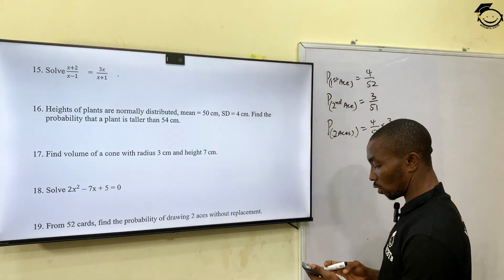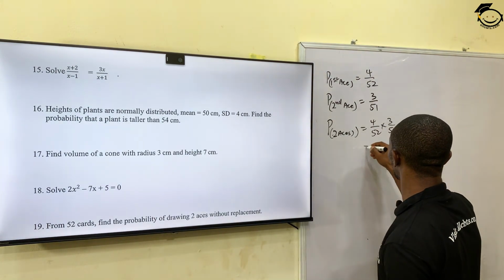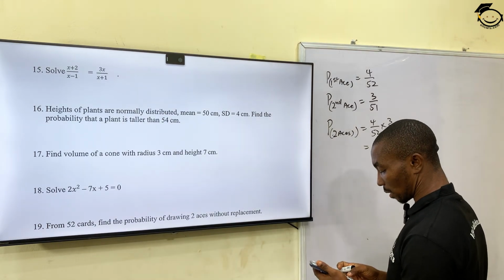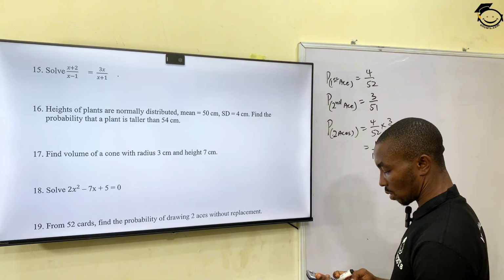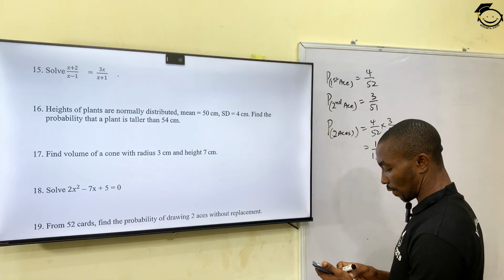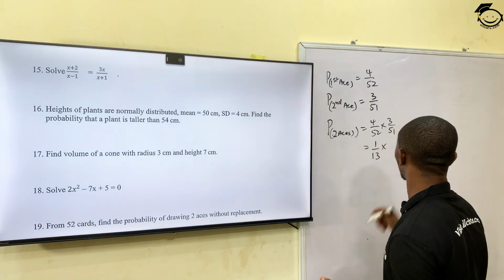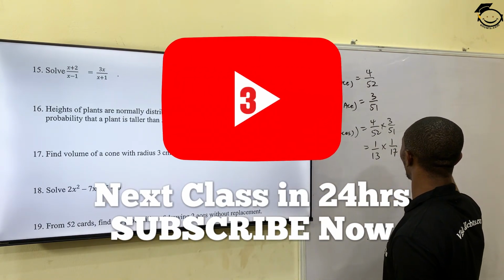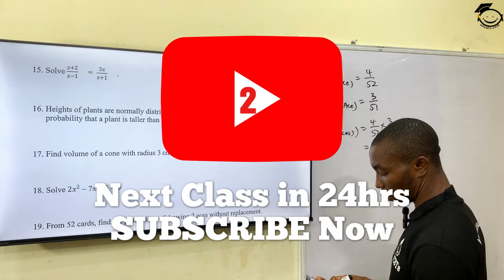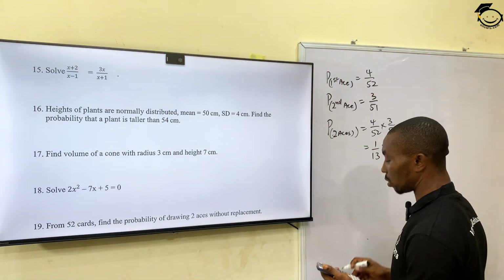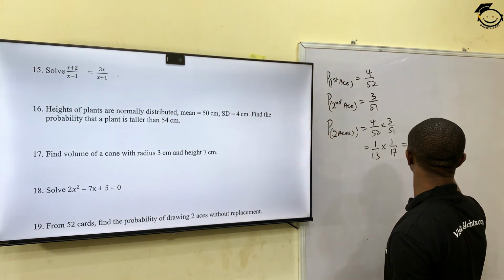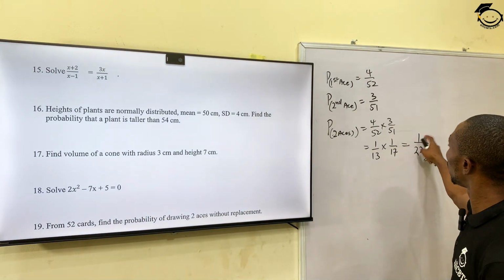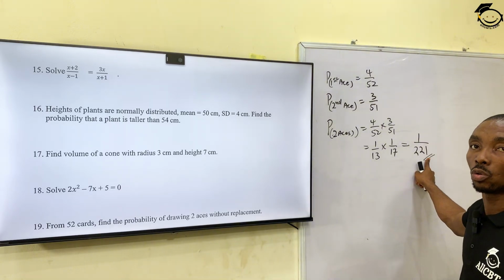52 divided by 4 would give 13. So this will become 1 over 13 times 51 divided by 3. 51 divided by 3 would give 17. So our answer will be 1 over 17 times 13, which would give us 221. So the probability of drawing two A's will be 1 over 221.